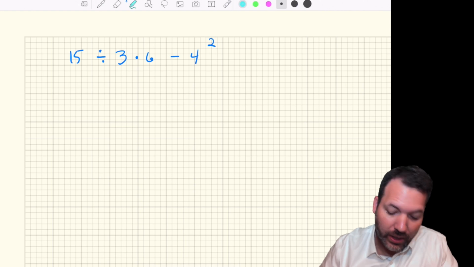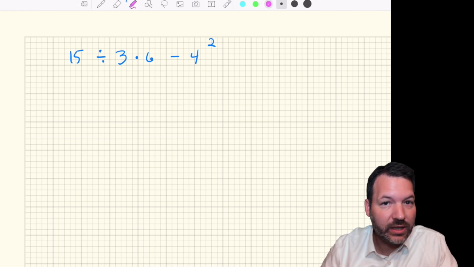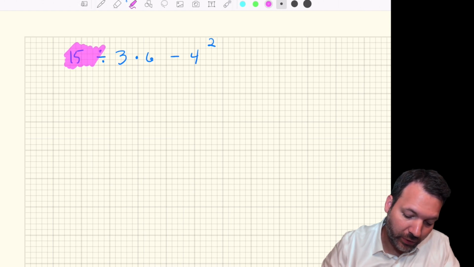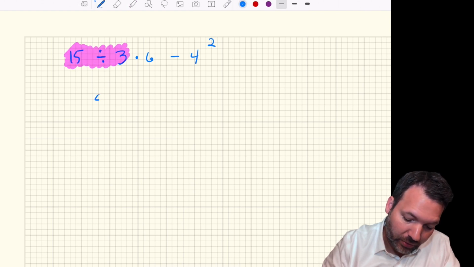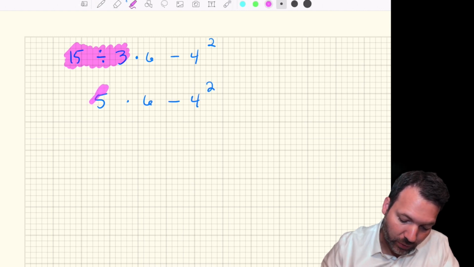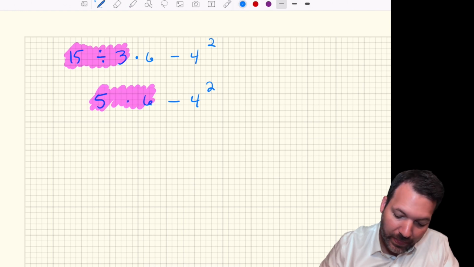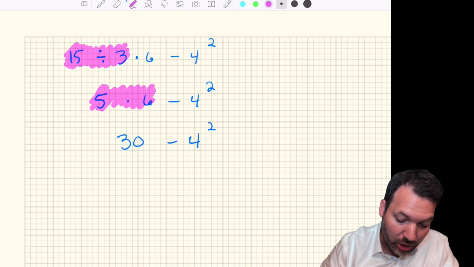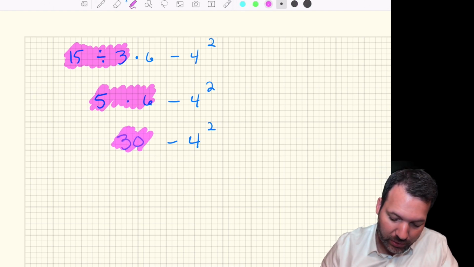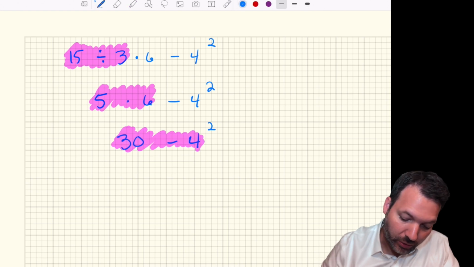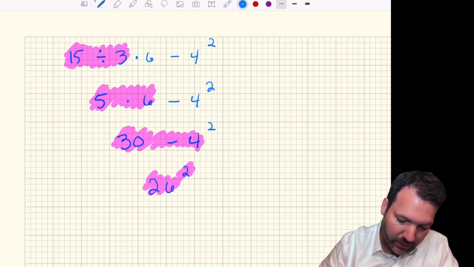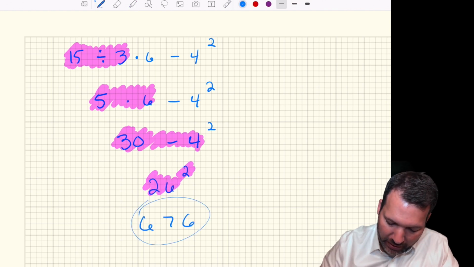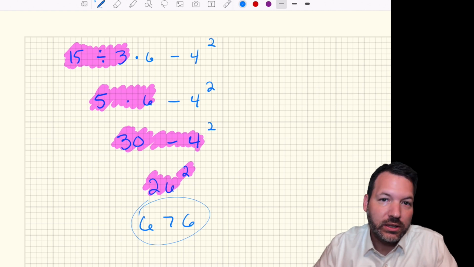One option is to just move from left to right, which makes sense because that's how we read things in English. So the first thing I would do is 15 divided by 3, which of course is 5. Now this is 5 times 6 minus 4 squared. Then 5 times 6 is 30. Then 30 minus 4 is 26. And finally, 26 squared is 676. And so I have evaluated this expression to 676.